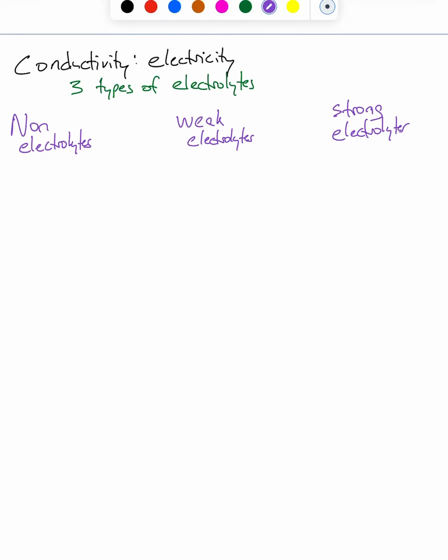Under non-electrolytes, these are things that, and I'm going to use a new word here, do not dissociate. It's almost like it's saying disassociate. To associate with somebody is to be friends with them, to get to know them. This is dissociate, the opposite. It's D-I-S-S. You can think of it as dissing somebody.